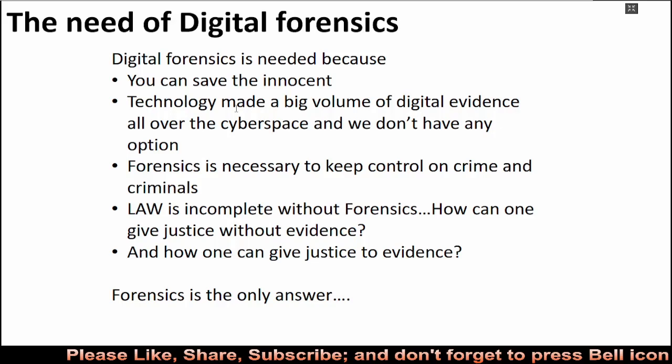So if you fail to analyze these things, if you fail to collect these trails, it may happen that an innocent life or lives may be at stake just because of these cyber goons, cyber terrorists, cyber punks, cyber hackers, crackers.